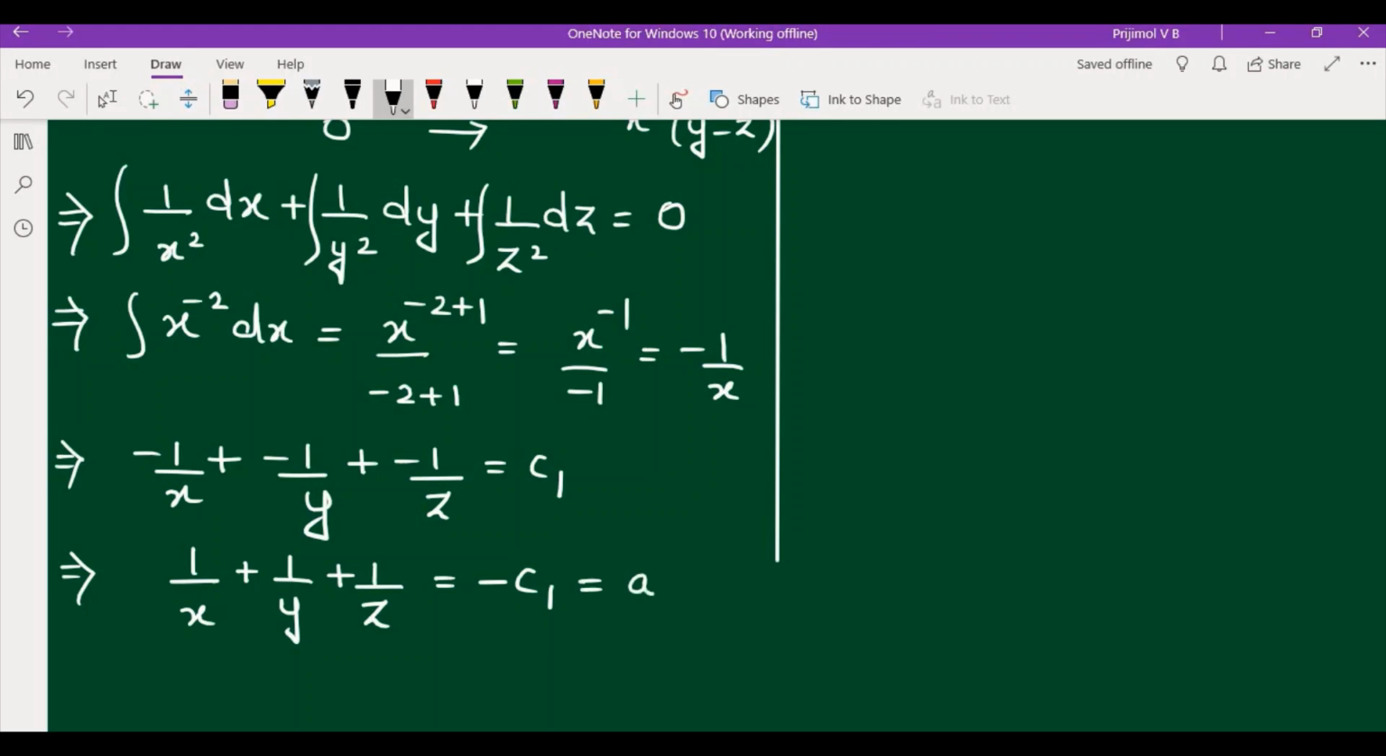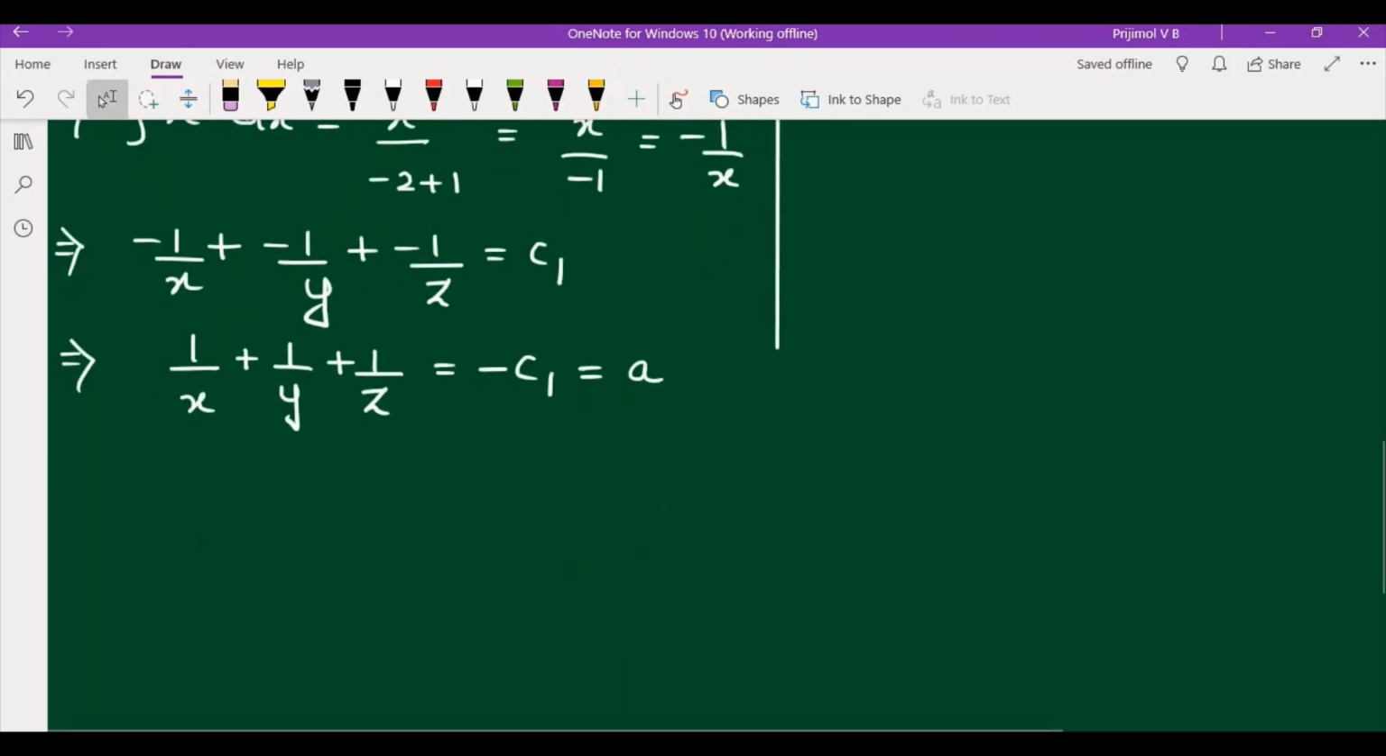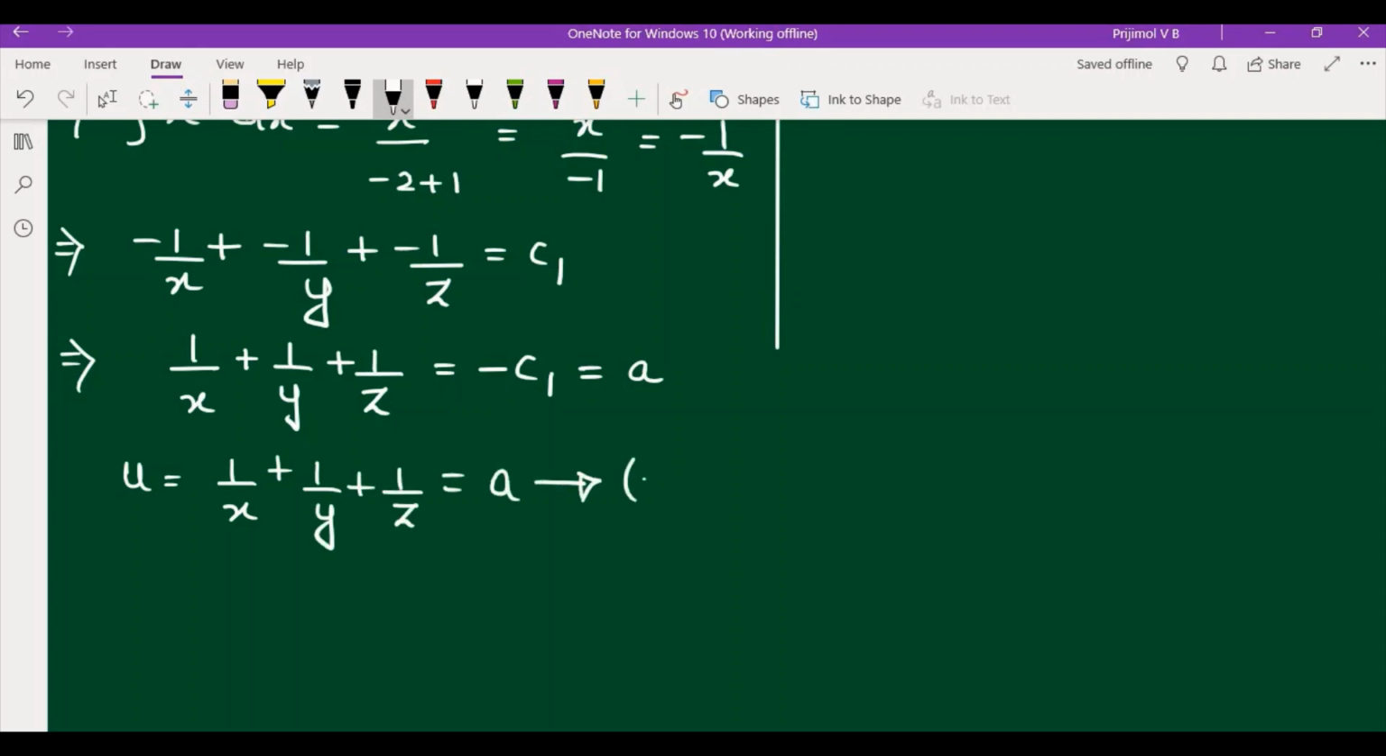I can call that as a. Okay, so we have got a solution, say u is 1 by x plus 1 by y plus 1 by z, which is equal to a. We have got a solution, call that as equation number 2.